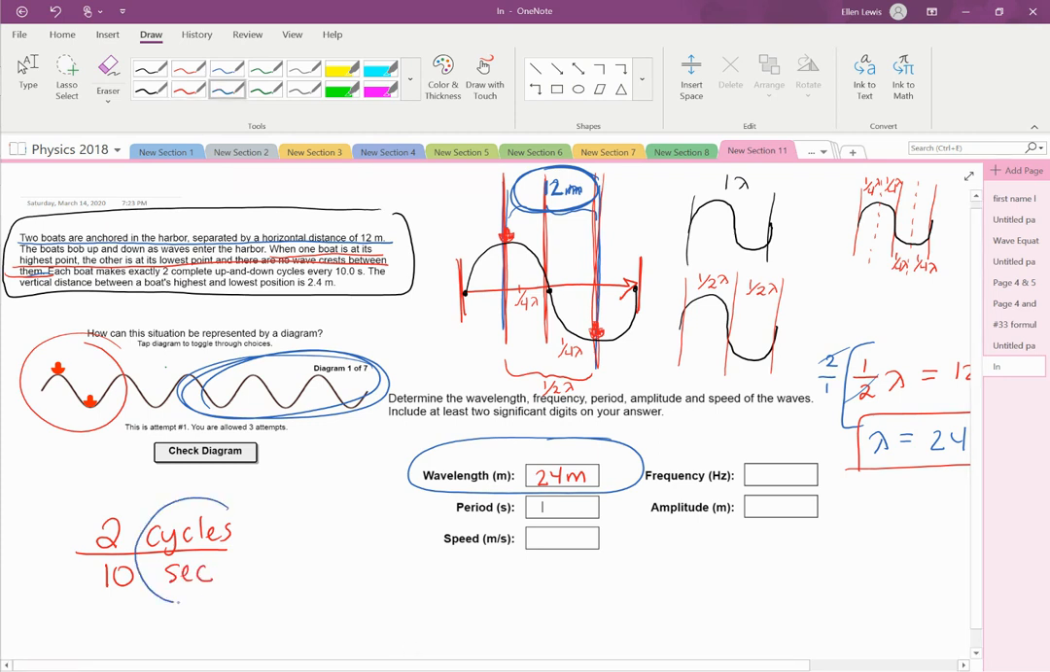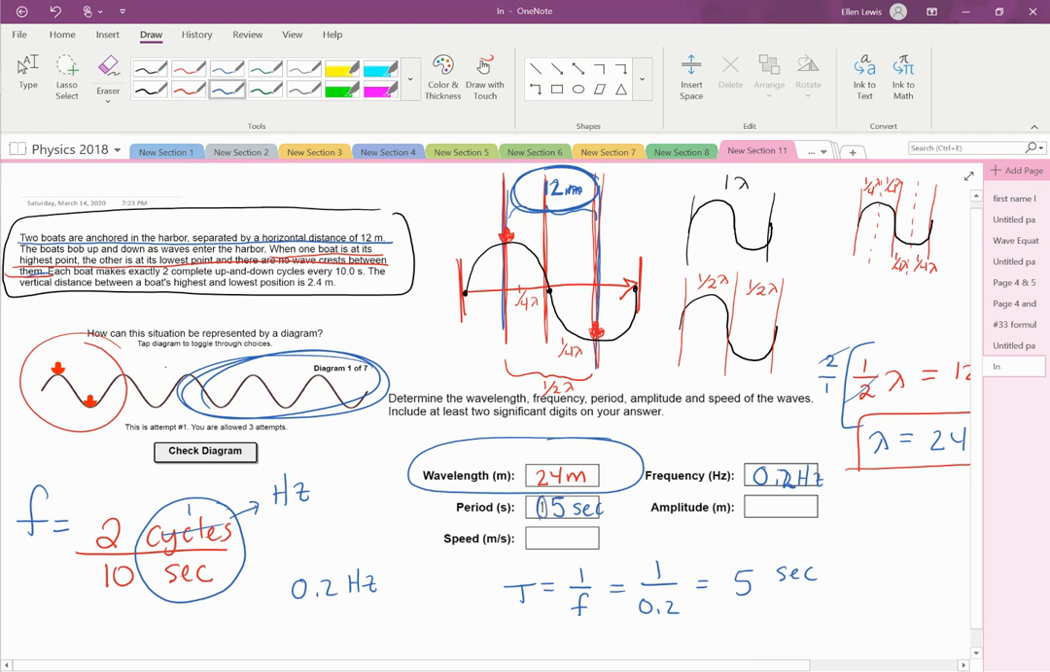Hopefully you're noticing the unit cycles per second. Remember, cycles isn't really a unit. We'll put a 1 in its place. A per second is a hertz. And so this is frequency information. And 2 divided by 10 is 0.2 hertz. Now, to get the period, if you know the frequency, you can invert the frequency to get the period. So 1 over 0.2 is 5 seconds.